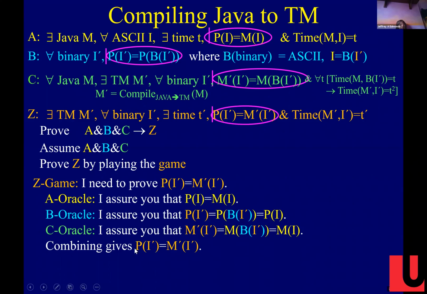And let's go through it. How do we get it? Well, here we start with the problem on the binary input. The problem on the binary input we know is the same as the problem on the ASCII input. And then the problem on the ASCII input is the same as the Java program on the ASCII input. And we know that what the Java program does on the ASCII is the same as what the Turing machine does on the binary. So we combine those all and we get what we need. Did that answer your question? Yeah, thank you.